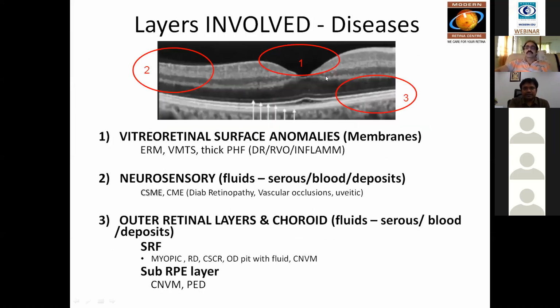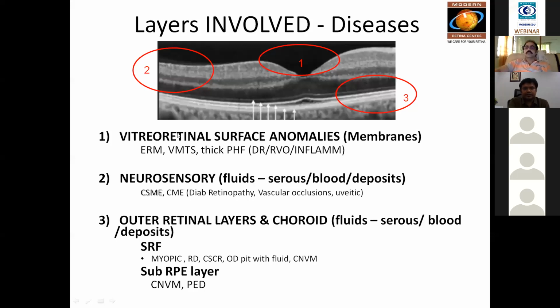So whenever you see an OCT, at first glance, you should look at these 3 areas. One is the vitreomacular interface. Second is all the 9 layers of the neurosensory retina. And the third one is the RPE layer, the Bruch's membrane, and the choroid. If you see all these in sequence, we will not miss any of the pathologies which are happening there.